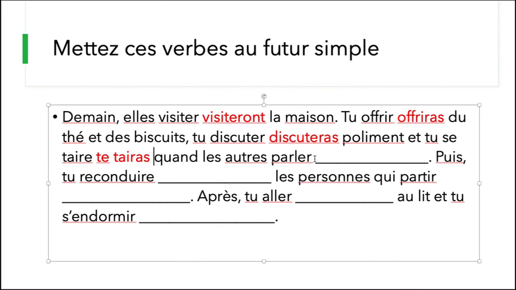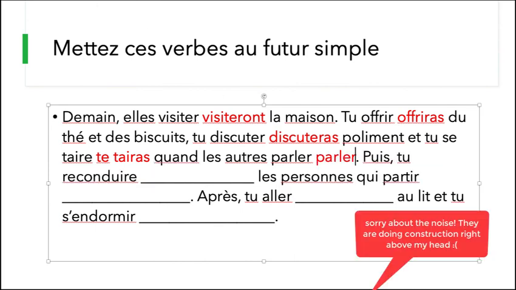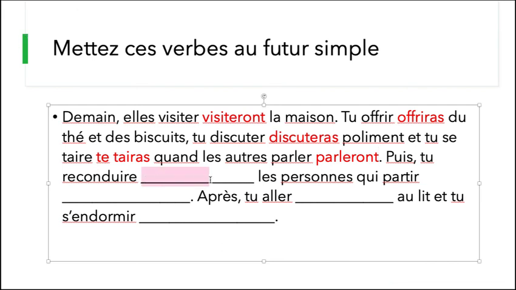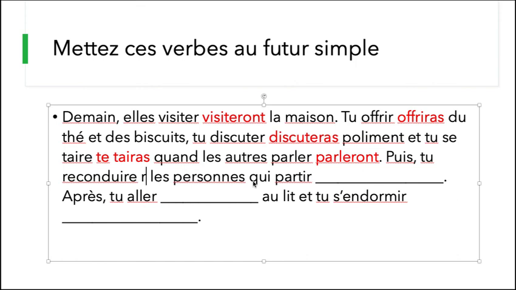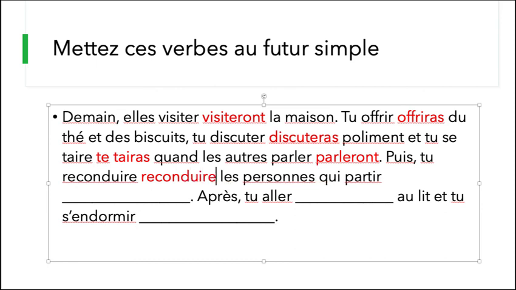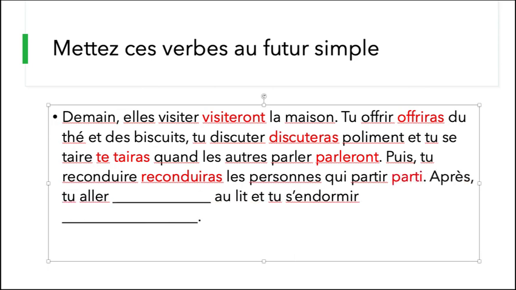Quand les autres parleront, puis tu reconduire. Okay, so same thing here. You basically write the verb as it is. Because it's an RE verb, you take away the E, add an AS. Les personnes qui, the personne is elle pluriel, participeront.